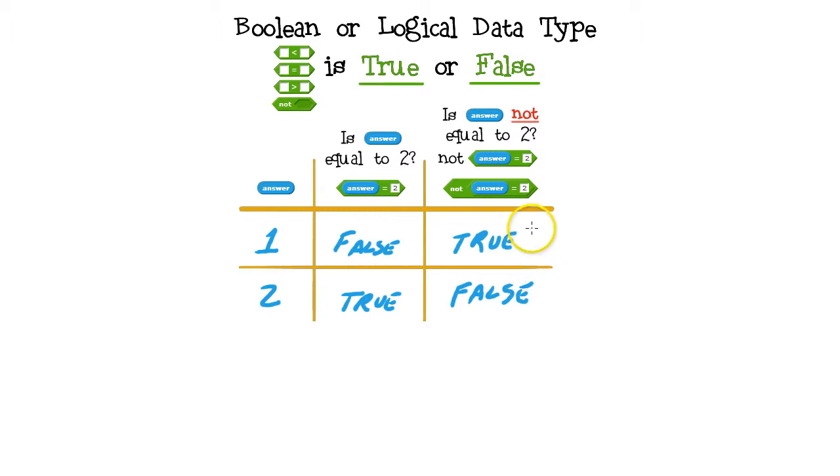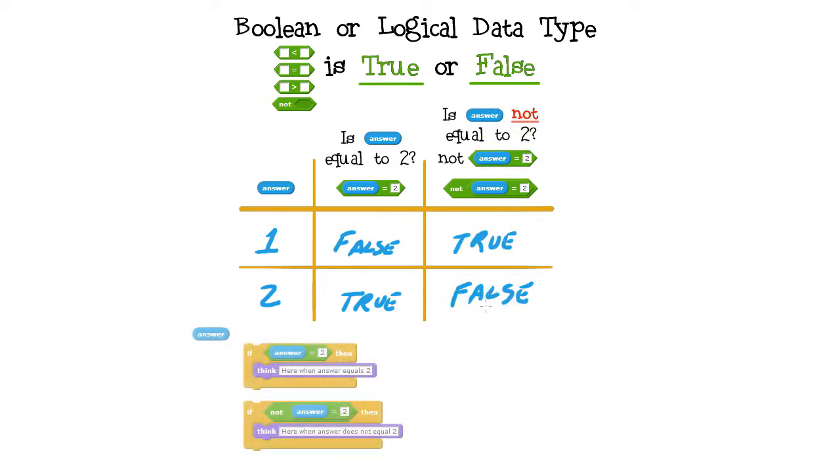I'll see if that sounds right. Is answer not equal to 2? Is 1 not equal to 2? And I have true in the table. Is answer not equal to 2? If answer is 2, is 2 not equal to 2? That's false, and the correct answer is in the table.